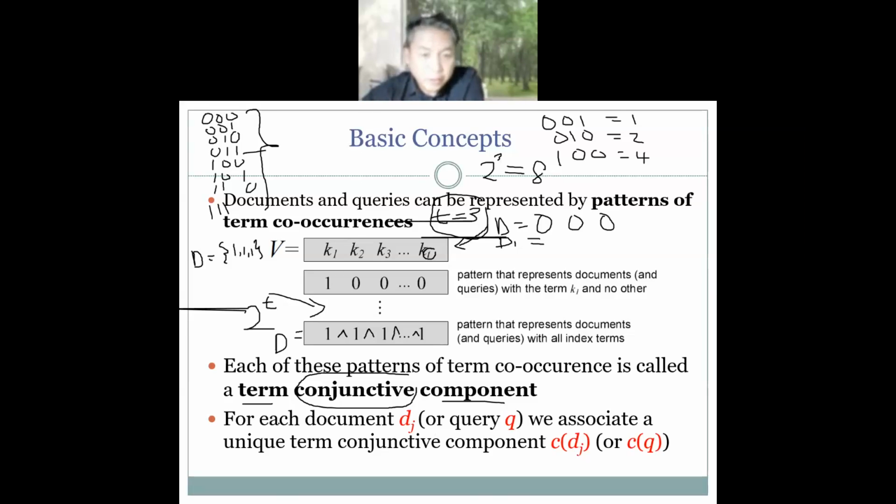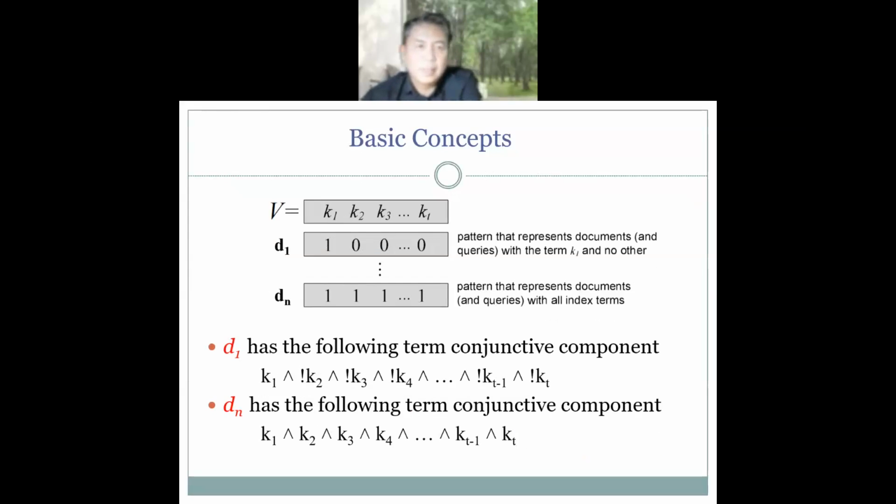For each document in your document set or a query, we associate a unique term conjunctive component. We use C here. So basically, if we are looking at C, D, we say keyword 1 and keyword 2 and keyword 3. Term conjunctive component is referring to this.